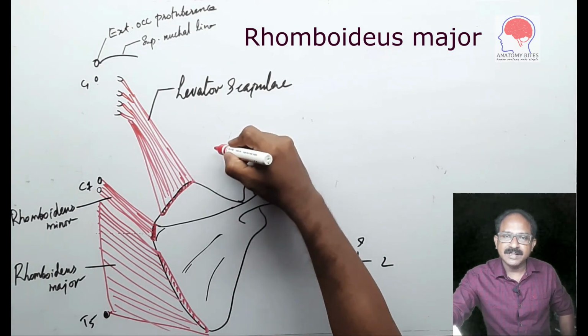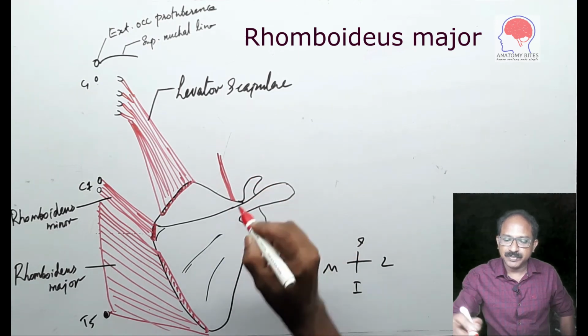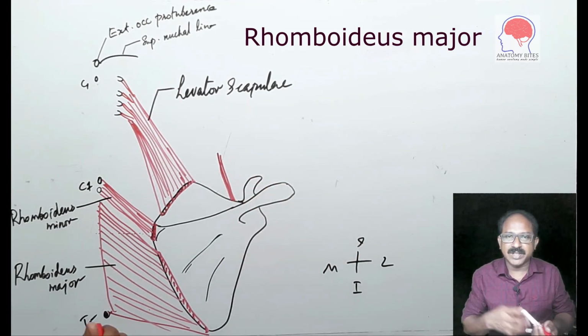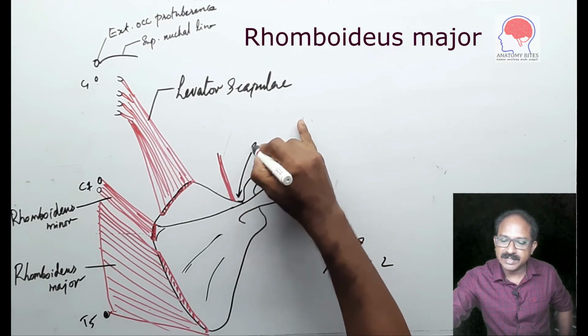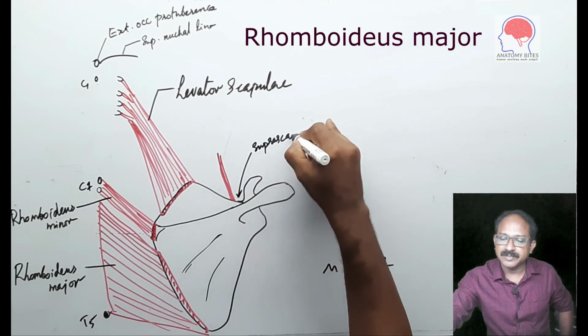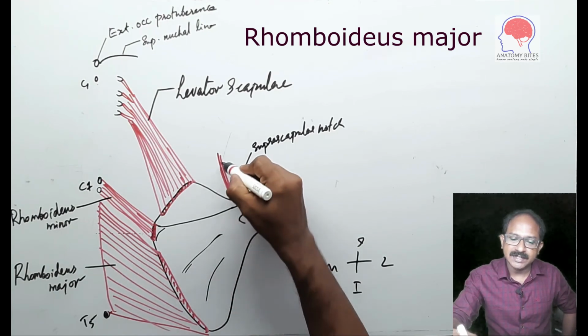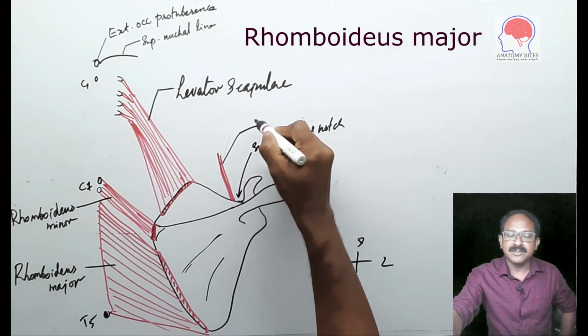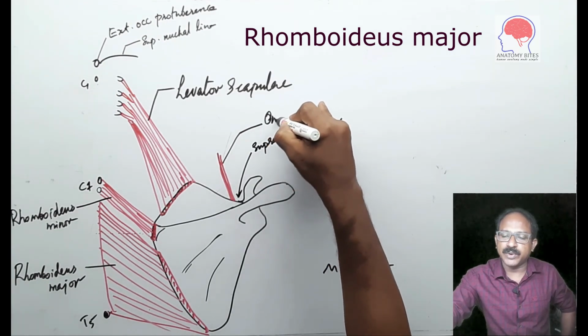There is a small muscle attached to the upper border of the scapula, close to a notch on the upper part of the scapula named the suprascapular notch. Here is the suprascapular notch. So medial to the suprascapular notch inserts a small muscle which comes from the region of the neck, named the omohyoid.